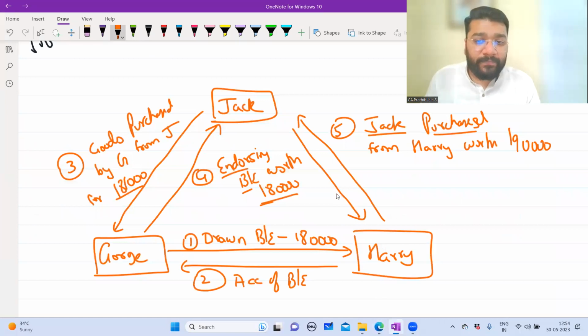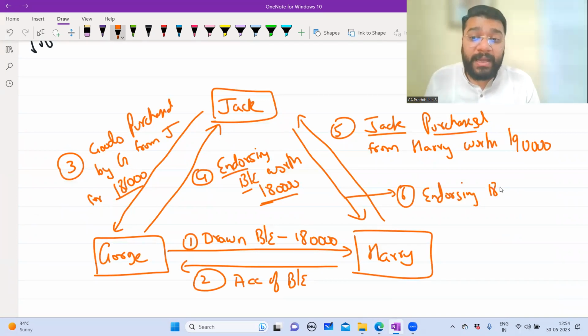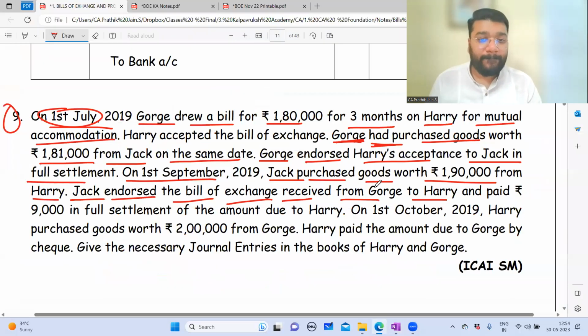So here, the sixth transaction, endorsing 1,80,000 worth of bill. Endorsing 180 worth of bill. Jack endorsed the bill of exchange received from Gorgi to Harry, and paid 9,000 as full settlement due to Harry.